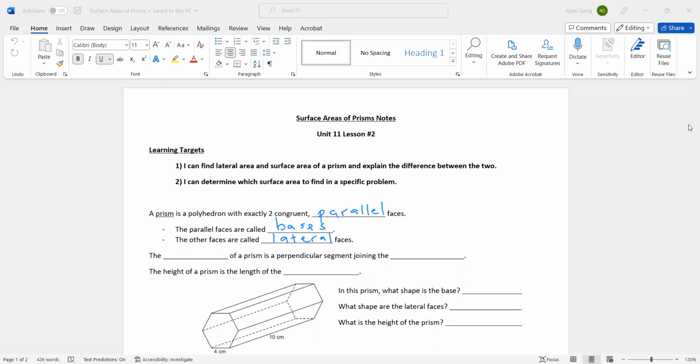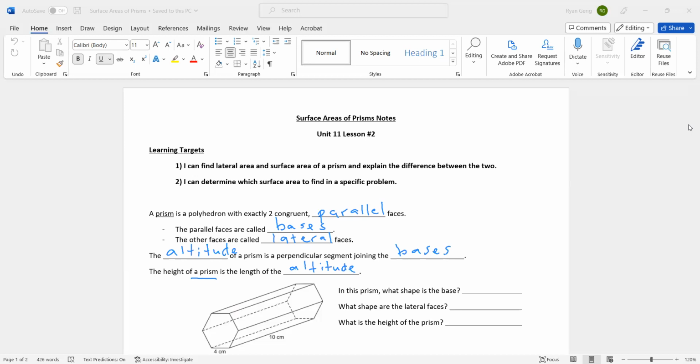All right, the altitude of a prism is a perpendicular segment joining the bases. And the height of a prism, and I'm underlining of a prism, is the length of the altitude. So the distance from one base to the other is the height of the prism.